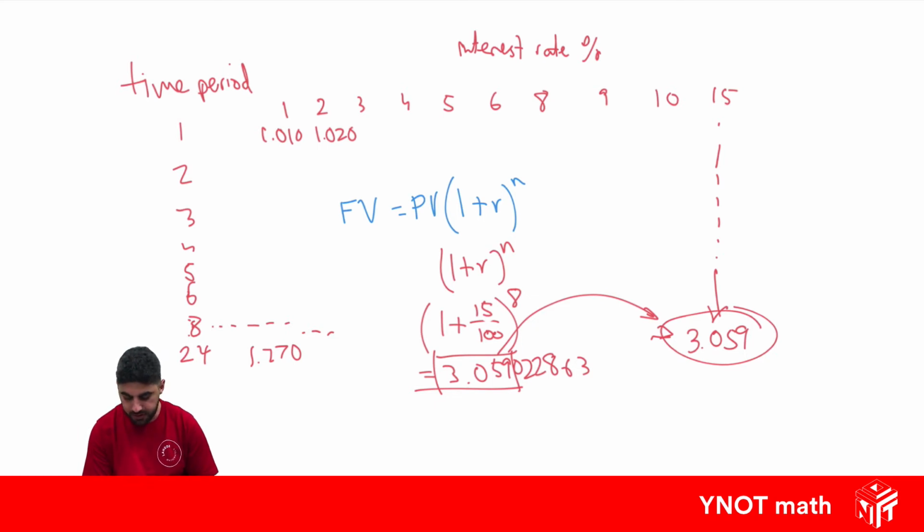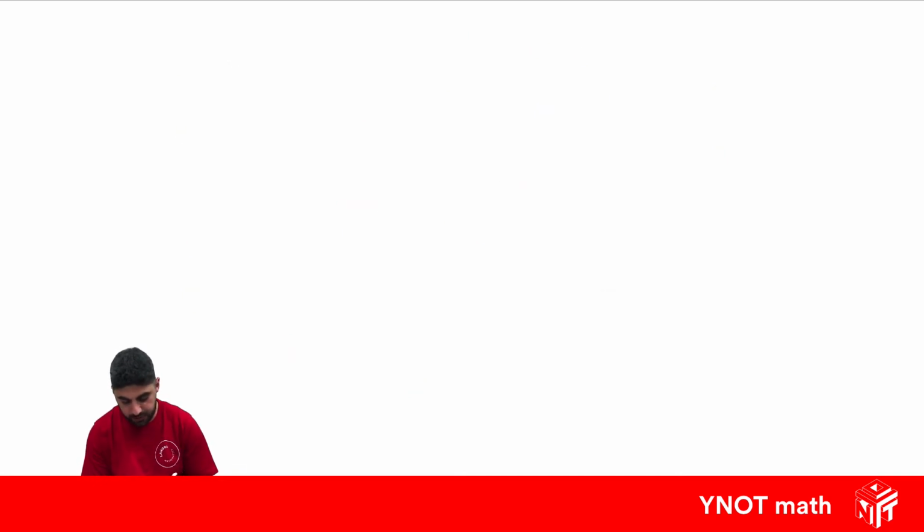which is going to make things really, really easy for us, because if we know the present value, all we have to do is times it by one of the values in the table, which represents this part of the equation. And let's have a look at an example.